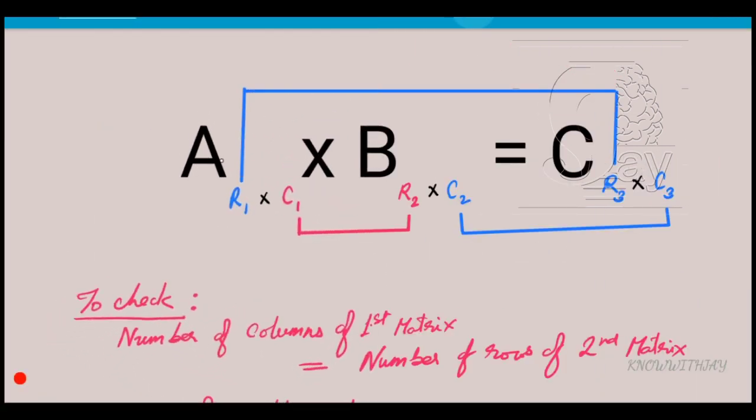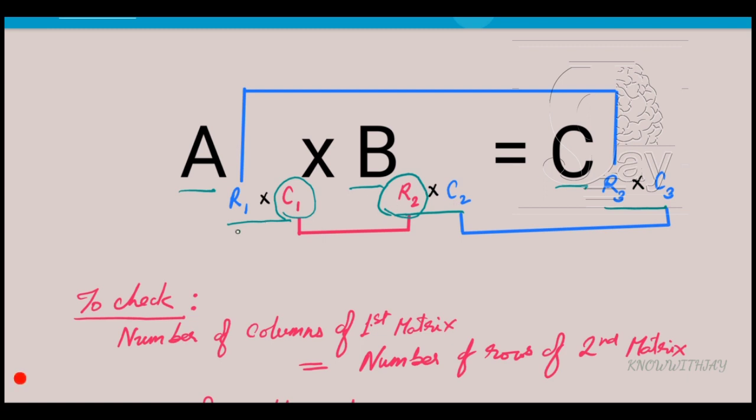So suppose we have matrix A of order R1 by C1, matrix B of order R2 by C2, and matrix C of order R3 by C3. Now the first thing we're going to check is whether the number of columns of the first matrix and the number of rows of the second matrix are equal or not. If they are equal, then only we can multiply.